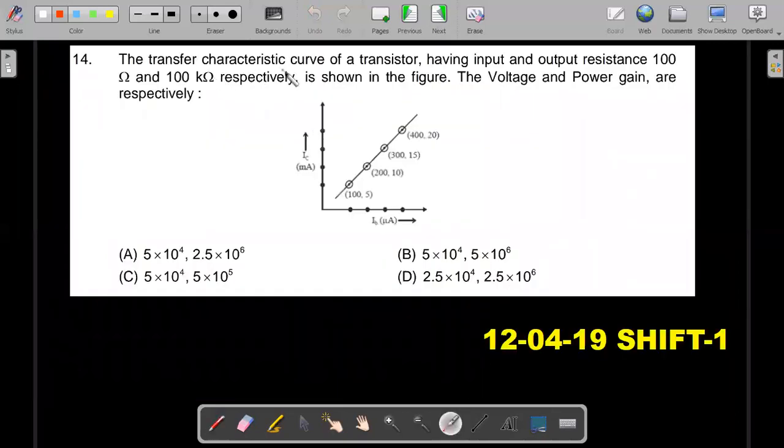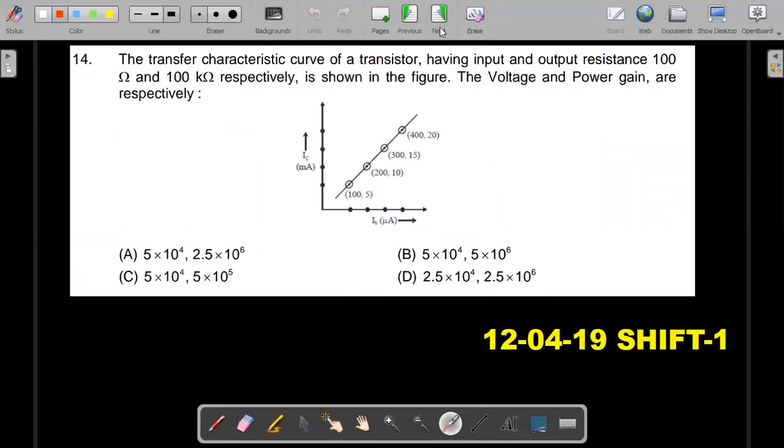We have a transfer characteristic curve of a transistor having input and output resistance of 100 ohm and 100 kilo ohm respectively. The voltage and power gain are respectively. So he's given IC by IB. IC by IB is called the transfer characteristic of a transistor. Okay, so want to give it a try? I'll just pause.